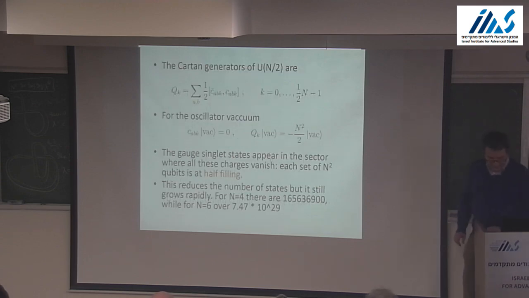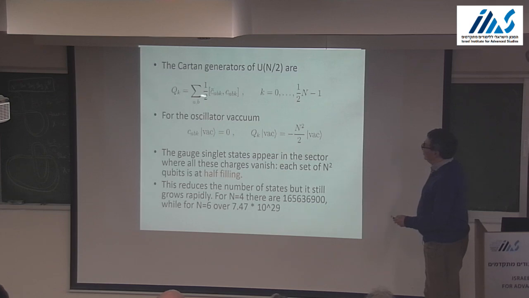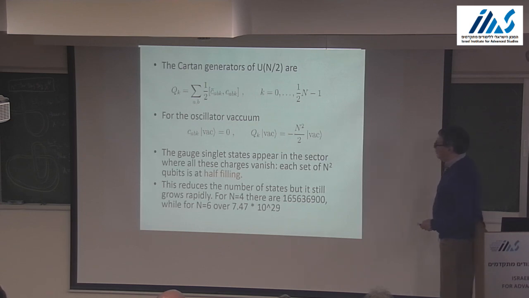So now the Cartan generators of this U(n/2) are just these C bar C. These are the individual U(1) charges, right? And for the oscillator vacuum, each of these charges is minus n squared over 2. This is just the usual thing that if you define charge properly in a manner consistent with charge conjugation invariance, you get these charges. And the gauge singlets clearly appear only in the sector where each of these charges vanishes. So each set of these n squared qubits must be at half filling. Like you essentially get the simplest state, the unique state at charge minus n squared over 2.